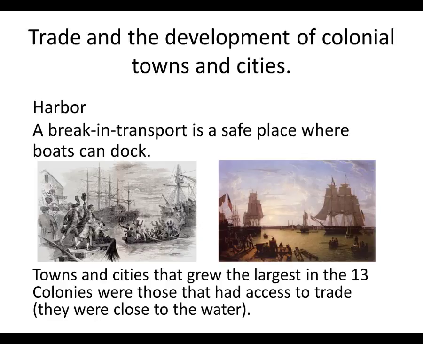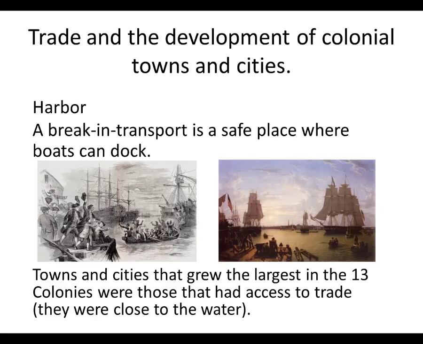A break-in-transport could also be an open river valley or a mountain valley that was one day's travel for the colonists by wagon or horse. After a break-in-transport was established, for example, along a flat riverbank or in a natural ocean harbor, then a town or village would usually start to develop nearby.